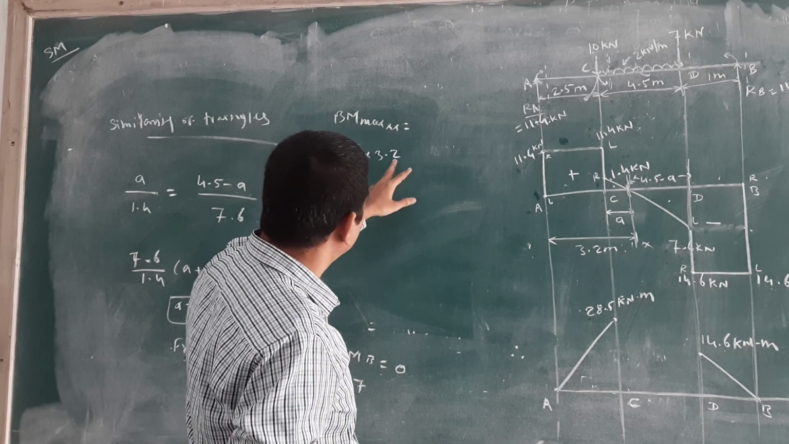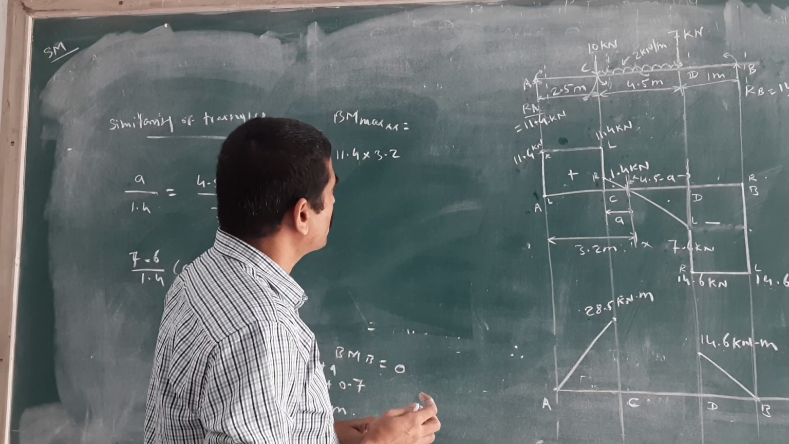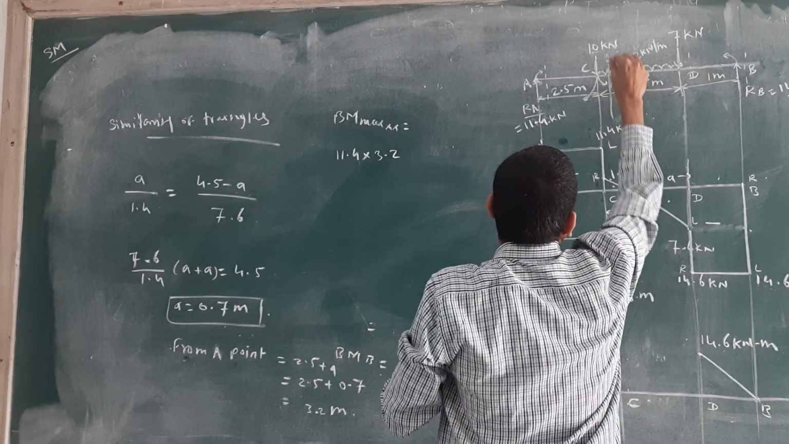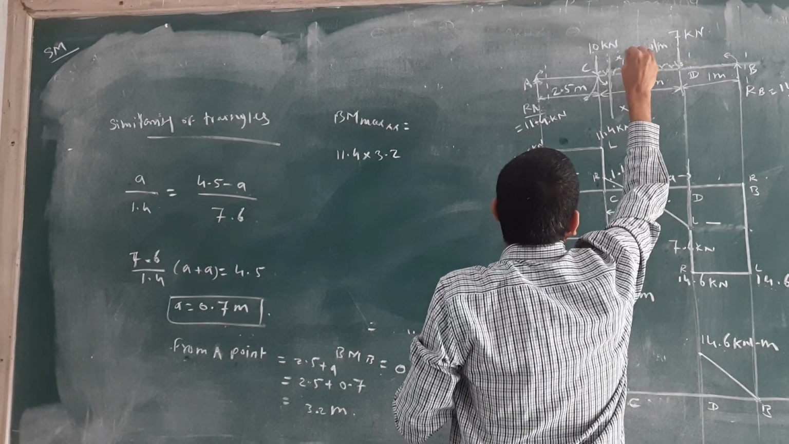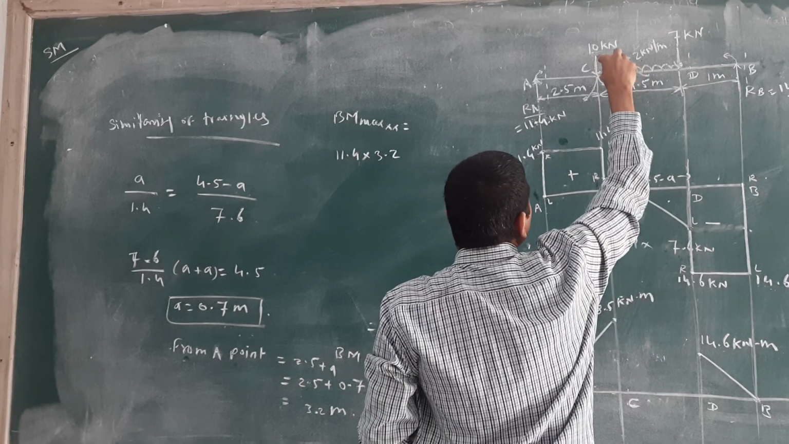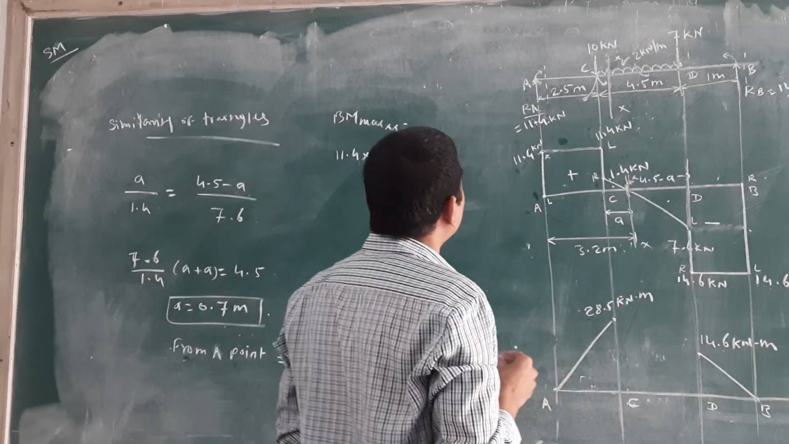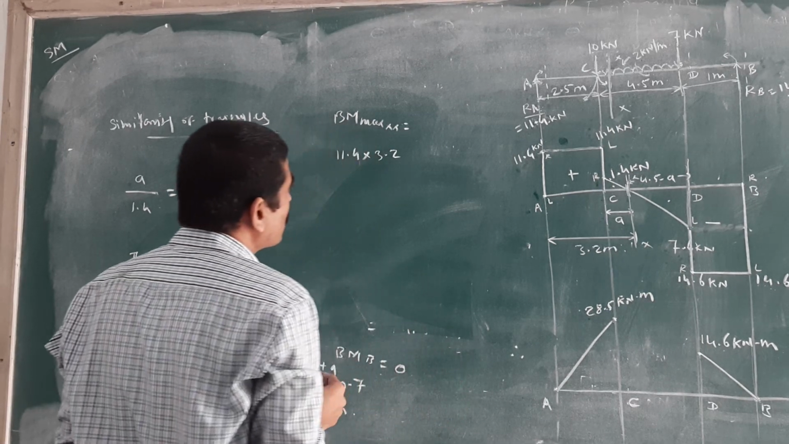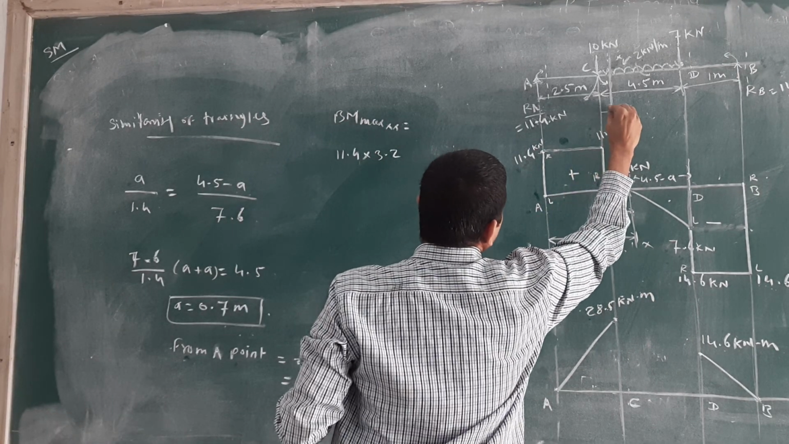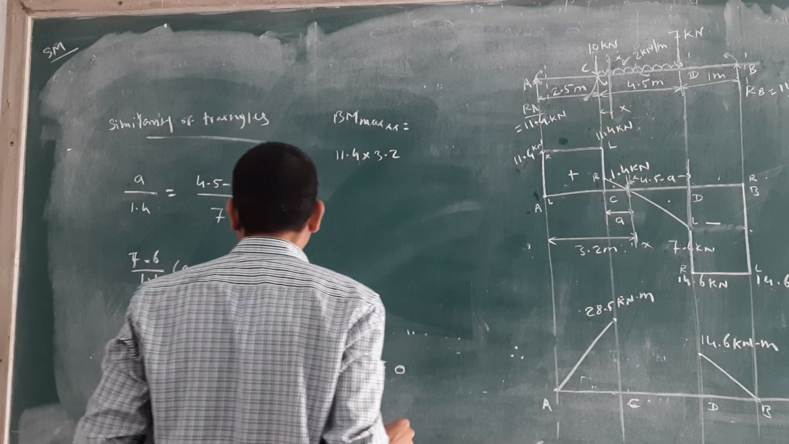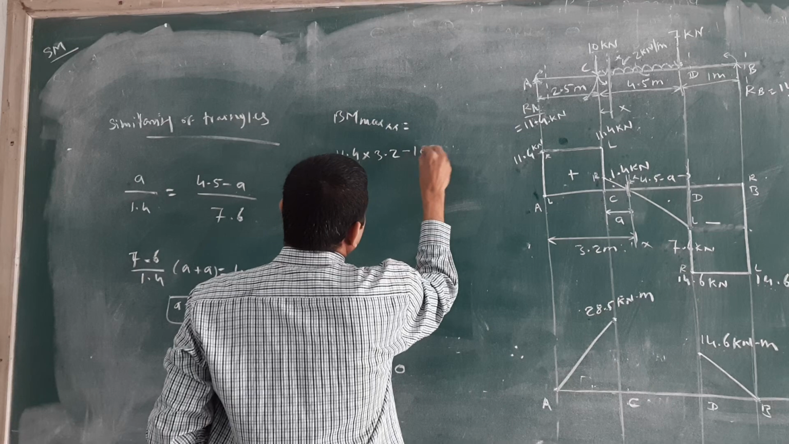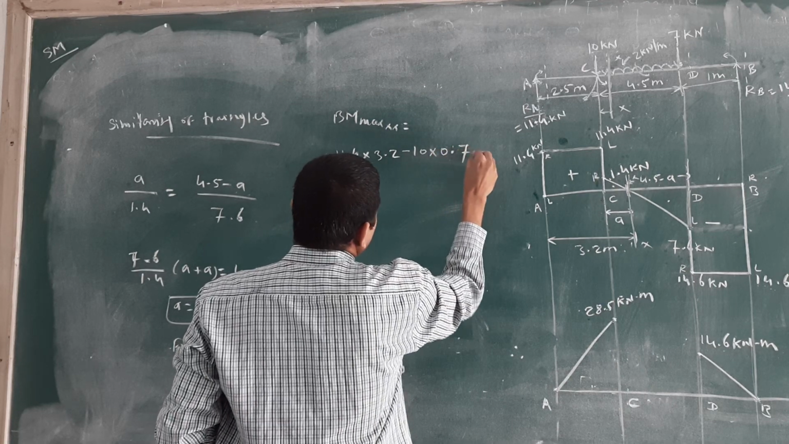11.4 into 3.2. Here up to that we have to take the moment about XX. There is one more force in the anti-clockwise direction, 10 into what remaining distance? This distance we have found out is 0.7 meter. Minus 10 into 0.7 meter.